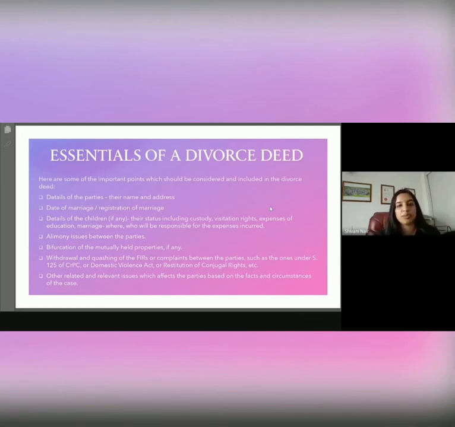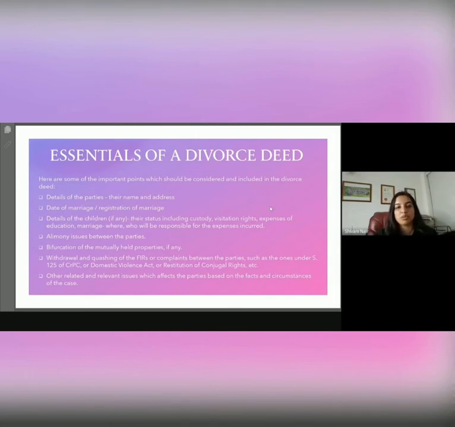Alimony issues between the parties: for instance, it will be mentioned in the deed that no alimony would be provided, or a certain amount will be provided until so and so date. Whatever it is will be mentioned within the deed itself. Bifurcation of the mutually held properties: a lot of couples have joint properties. How that property will be divided, how each asset is divided, the articles that are given, everything would also be mentioned in the deed.